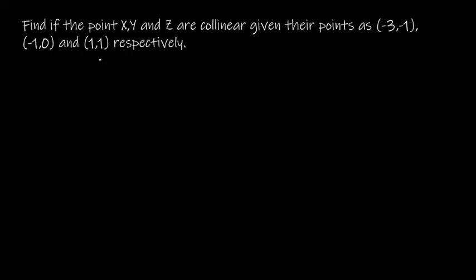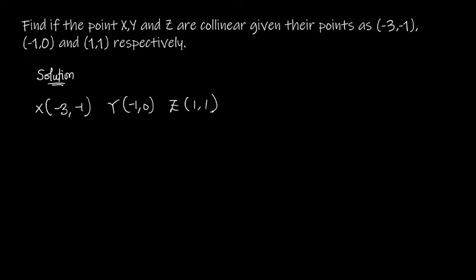So we are to find if the points x, y, and z are collinear given their points -3, -1, then -1, 0, and 1, 1 respectively. Alright, so let's write down our solution. So we have the point x with the coordinates -3, -1, and then we have the point y with the coordinates -1 and 0, and then we have the last point z, +1, +1. Alright, now we were asked to find if the points x, y, and z are collinear.